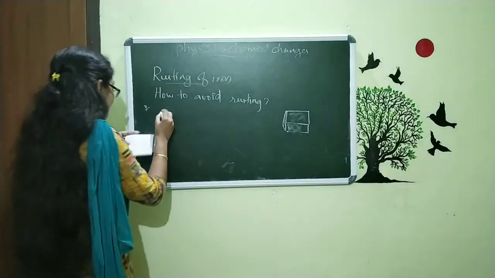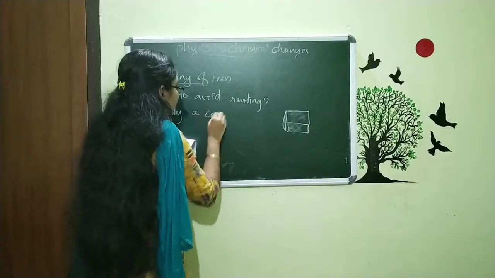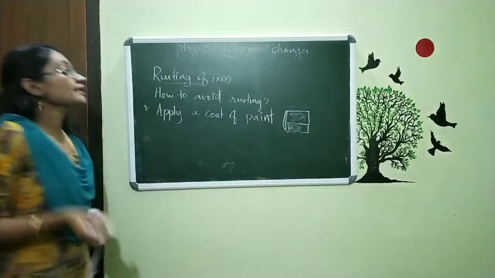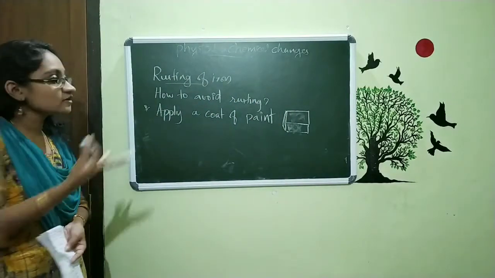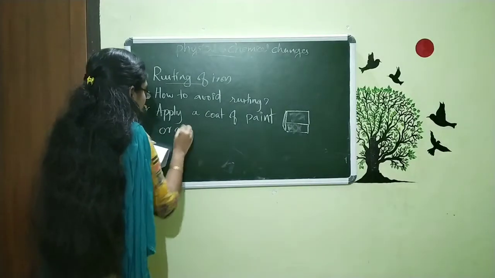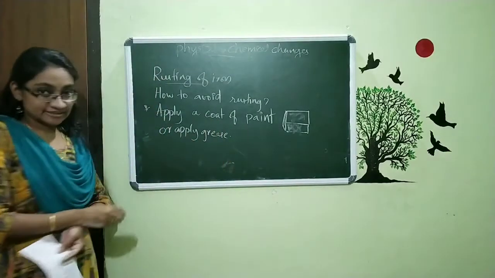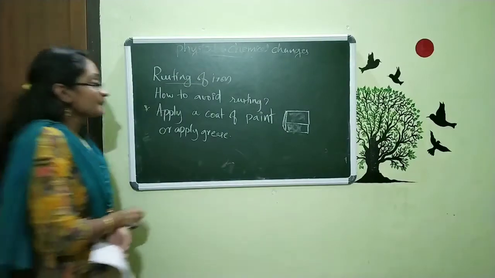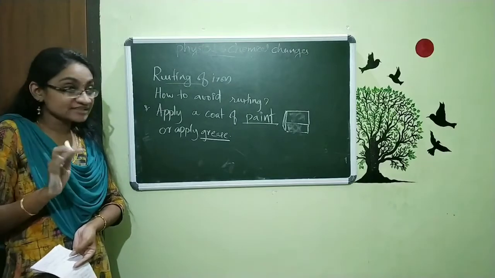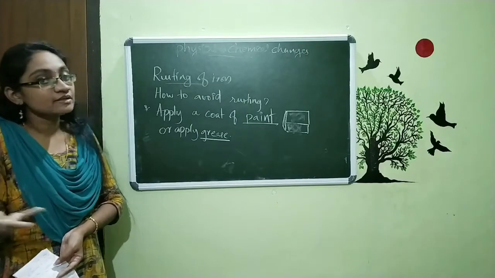So, apply a coat of paint on the surface of the iron, or apply grease. That means apply a coat of paint or apply a coat of grease. That will prevent the interaction of the iron with the atmospheric air, that means the oxygen and also the moisture.